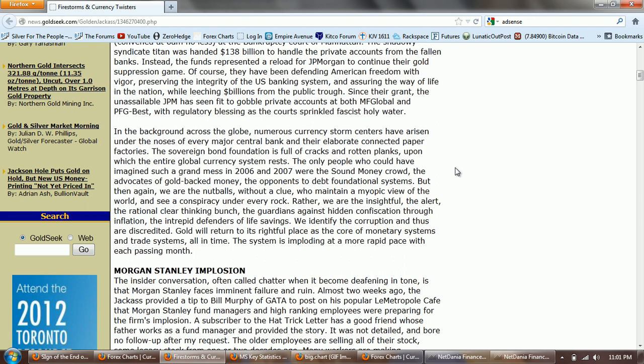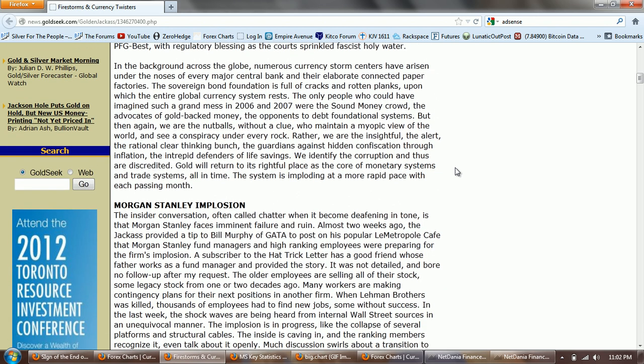In the background, across the globe, numerous currency storm centers have arisen under the noses of every major central bank and their elaborate connected paper factories. The sovereign bond foundation is full of cracks and rotten planks upon which the entire global currency system rests. The only people who could have imagined such a grand mess in 2006 and 2007 were the sound money crowd, the advocates of gold-backed money, the opponents to debt foundational systems. But then again, we are the nutballs without a clue who maintain a myopic view of the world and see a conspiracy under every rock.